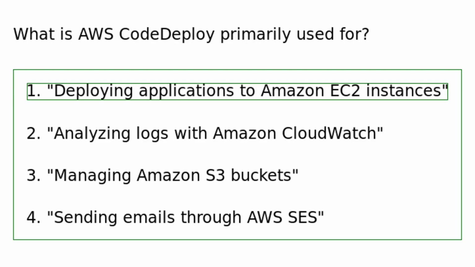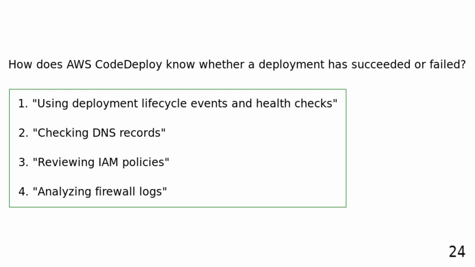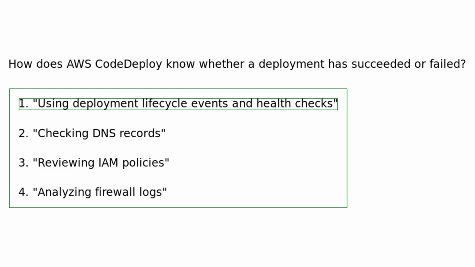How does AWS CodeDeploy know whether a deployment has succeeded or failed? Using deployment lifecycle events and health checks. Checking DNS records. Reviewing IAM policies. Analyzing firewall logs. AWS CodeDeploy determines deployment success or failure through lifecycle events and health checks configured during deployment.